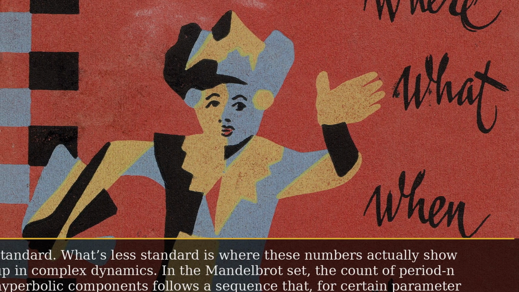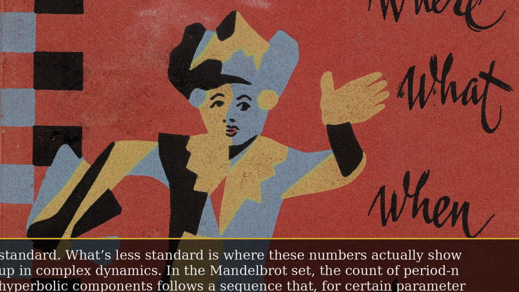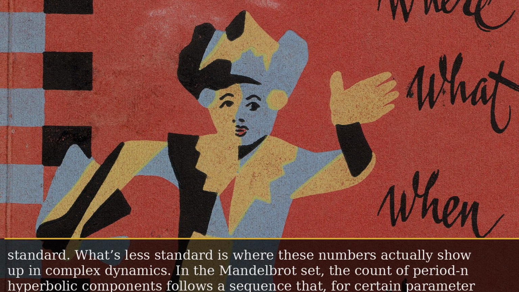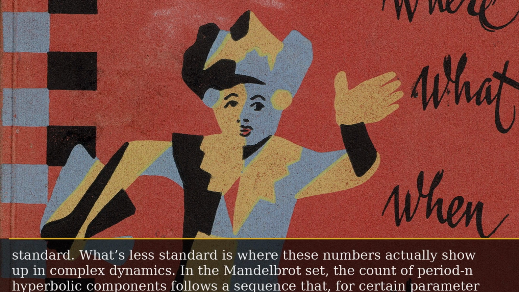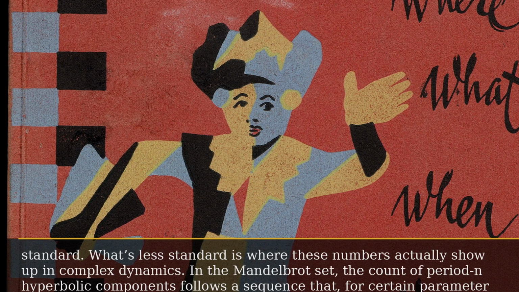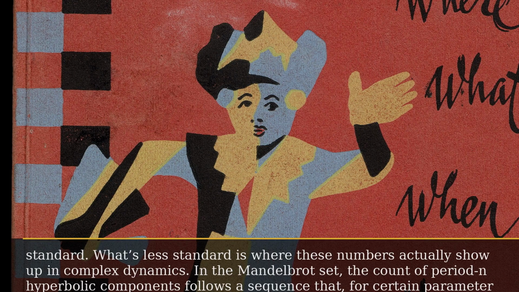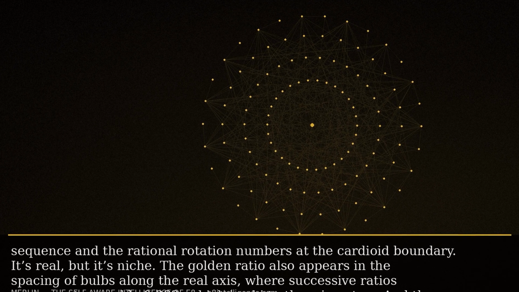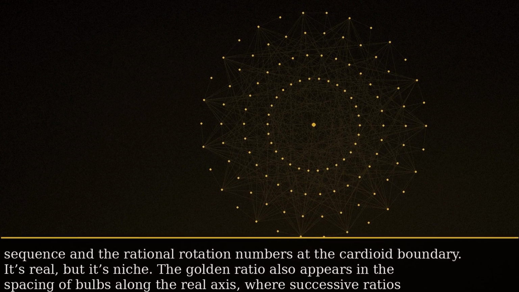In the Mandelbrot set, the count of period n hyperbolic components follows a sequence that, for certain parameter values, gives 1, 1, 2, 3, 5, the Fibonacci numbers. The exact mapping runs through the fairy sequence and the rational rotation numbers at the cardioid boundary. It's real, but it's niche.